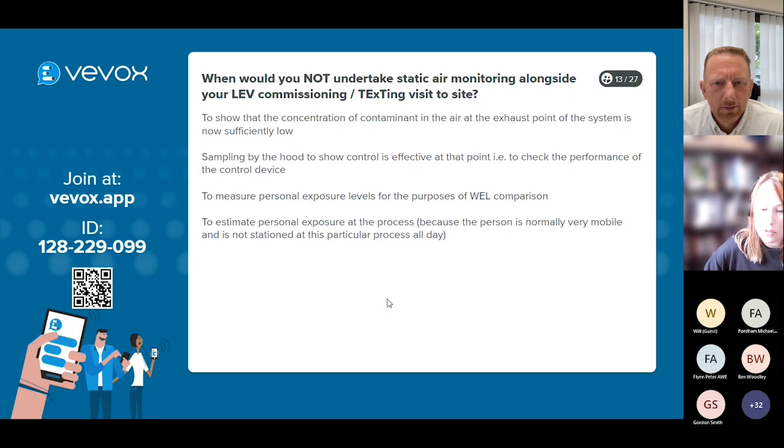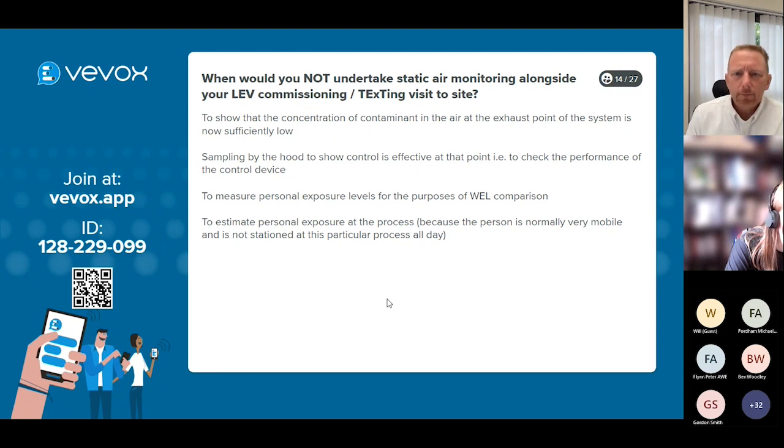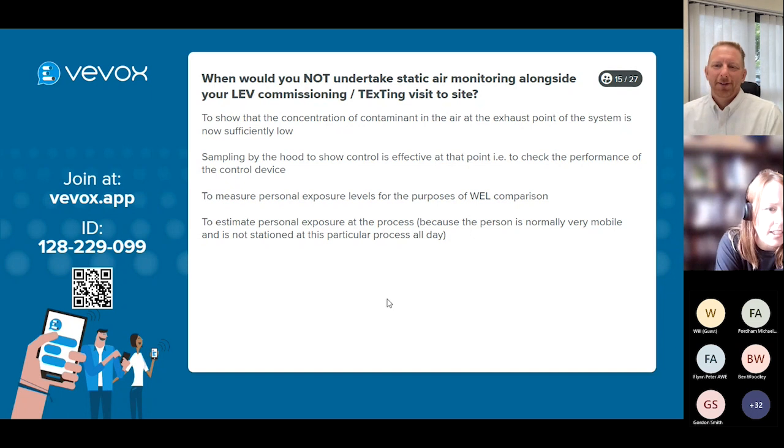Is the question worded correctly? I think the question does need a bit of clarifying, doesn't it? So when would you not undertake static monitoring? Well, when would you? Okay, so when would static monitoring be useful? Okay, so to check the performance of.